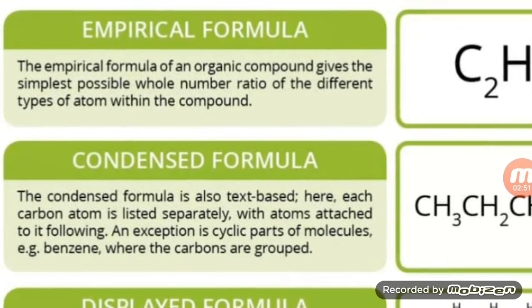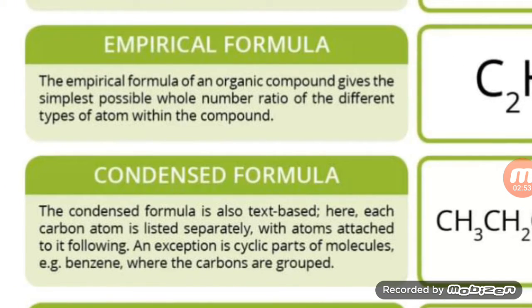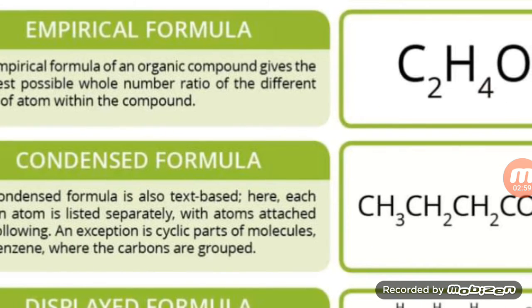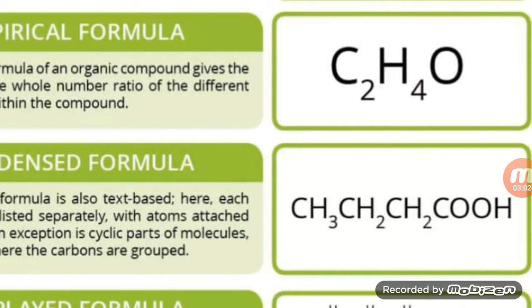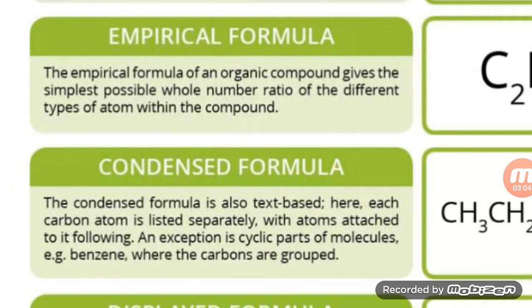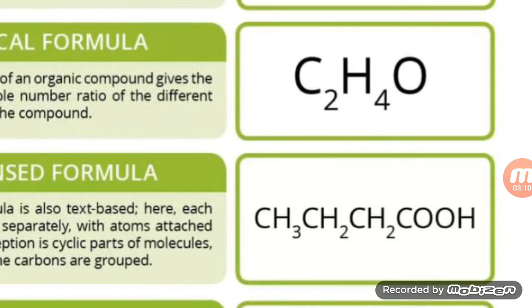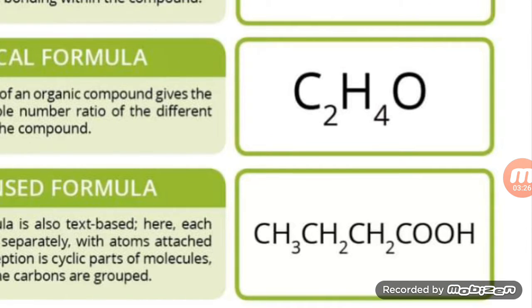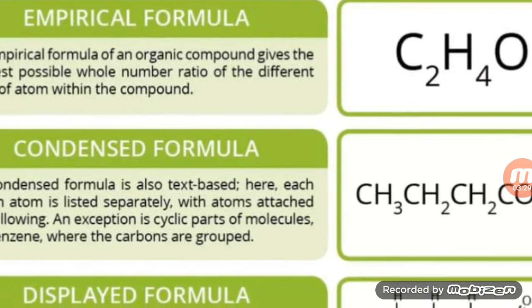Okay, so let's just read it. The condensed formula is also text based. Here each carbon atom is listed separately, so here the differentiation is seen in the carbons. Carbons are separated with the atoms attached to them following. An exception is a cyclic part of a molecule. Whenever there is a straight chain, the molecule can be explained. But if there is a cycle, a ring, like an aromatic ring or benzene, then the molecule cannot be written in the form of a condensed formula. Okay, so you can write only simple chain-like molecules in the condensed formula.